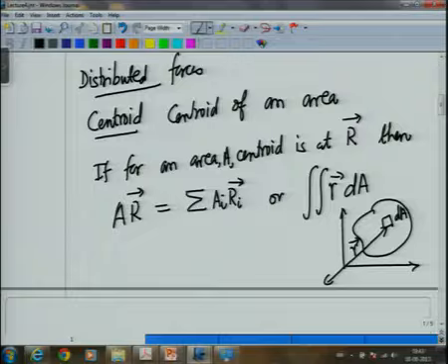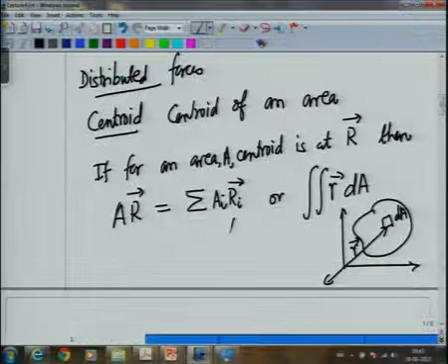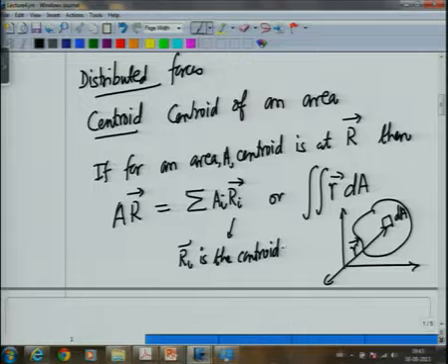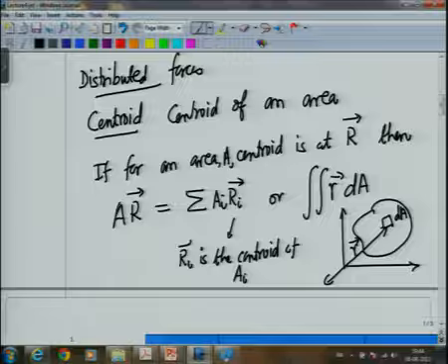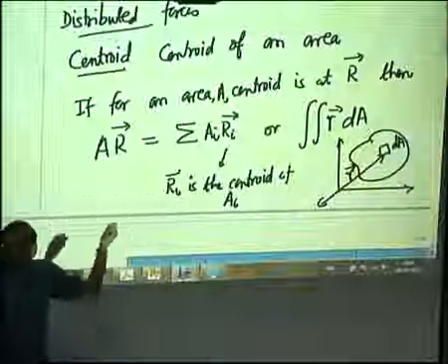Now there are many different versions of this formula. Here I should also specify that Ri bar is the centroid of A sub i. So we can work out the centroid. Now this is the centroid of an area. We extend this concept to the center of mass. So this could also be of a volume, and then A will be replaced by a volume.